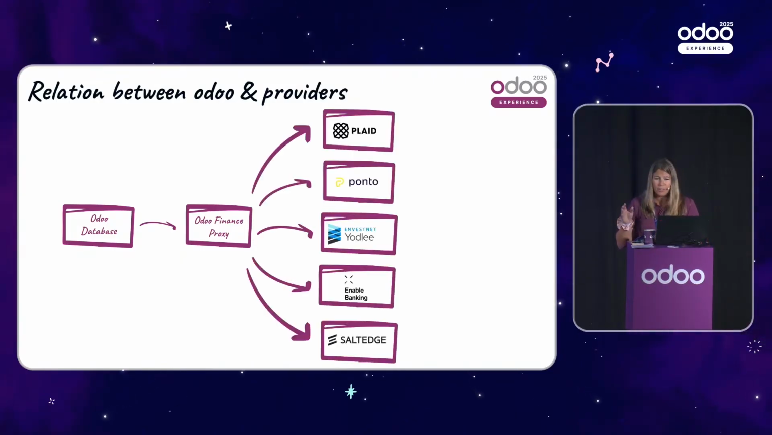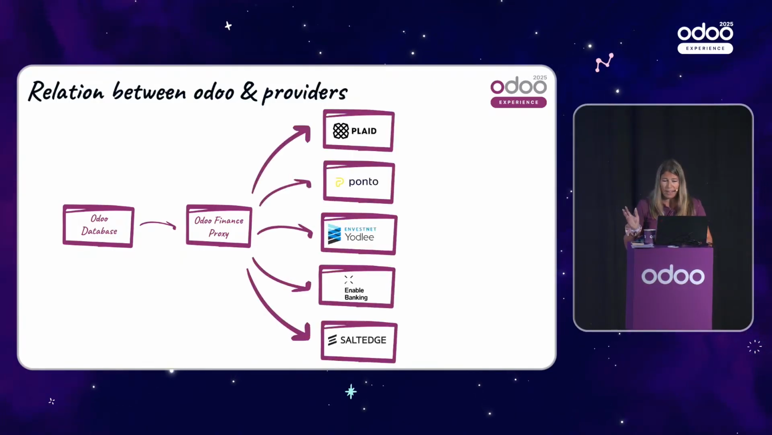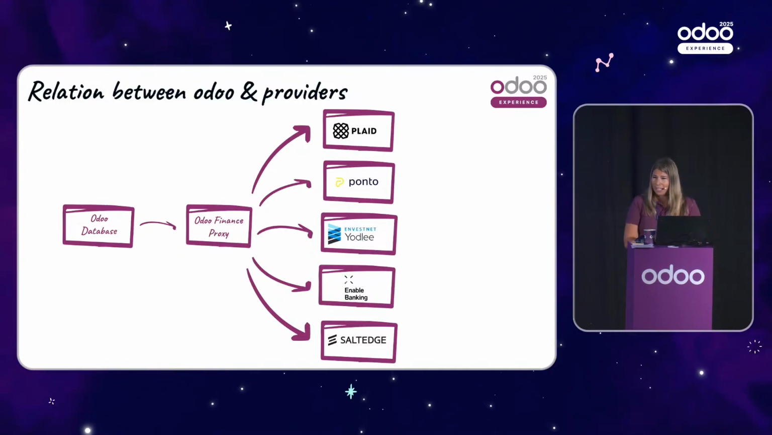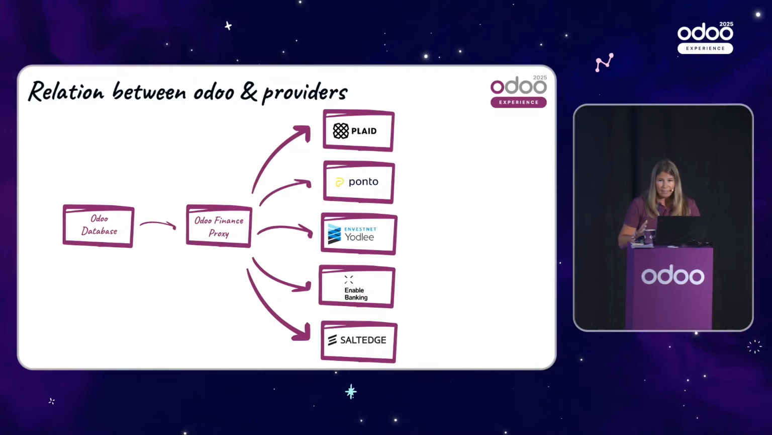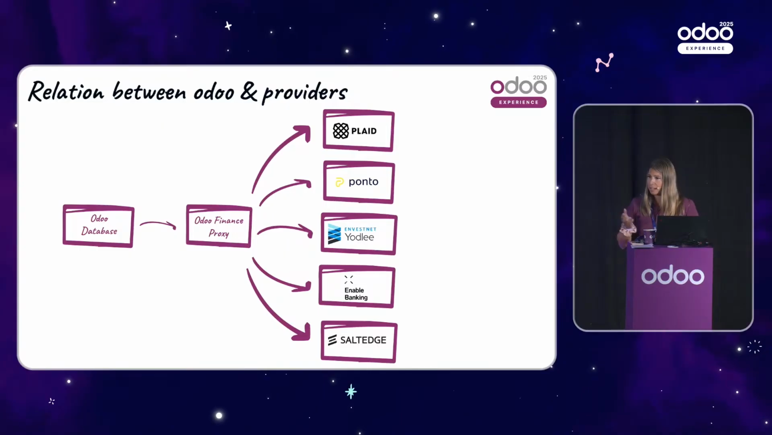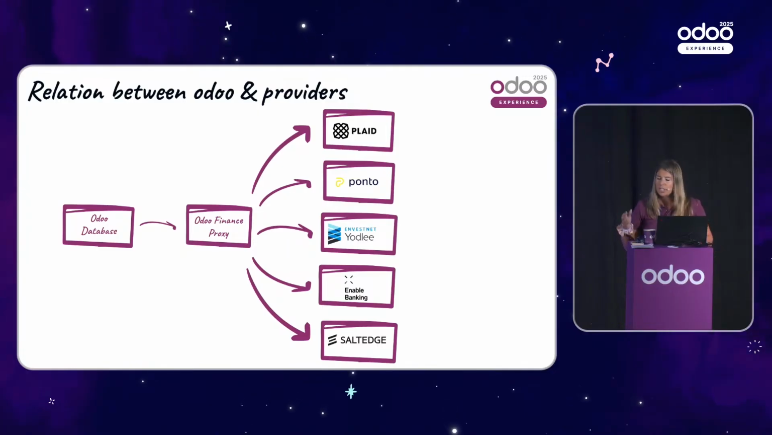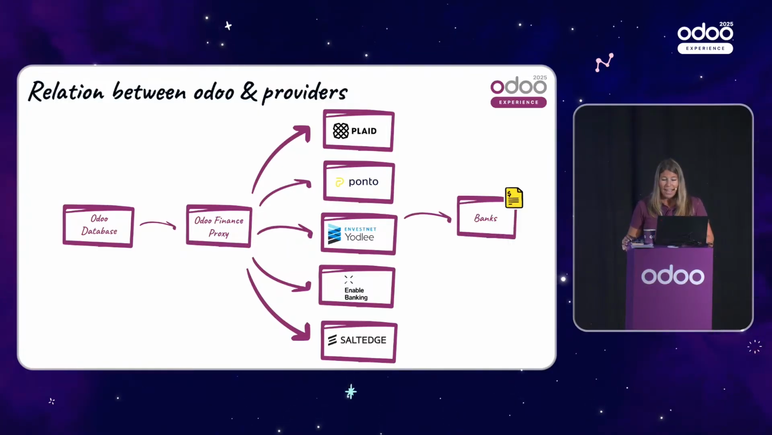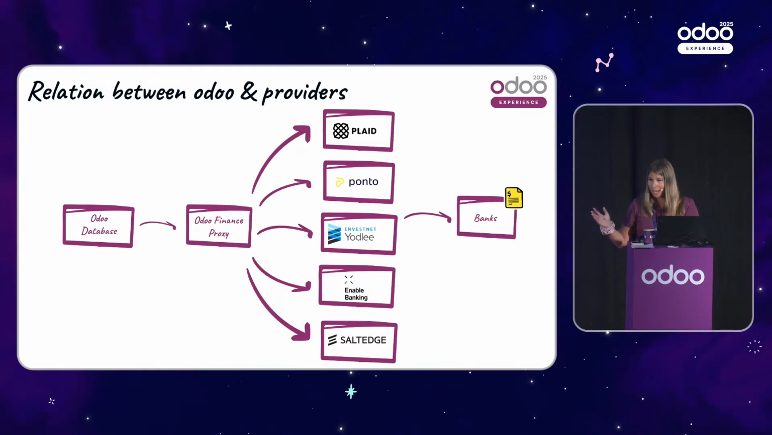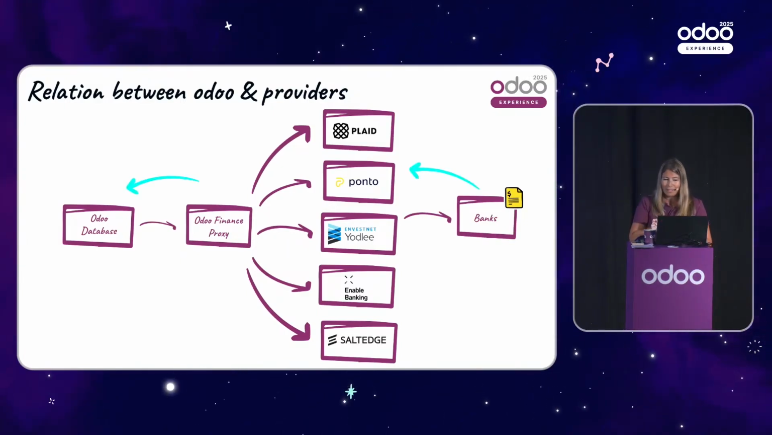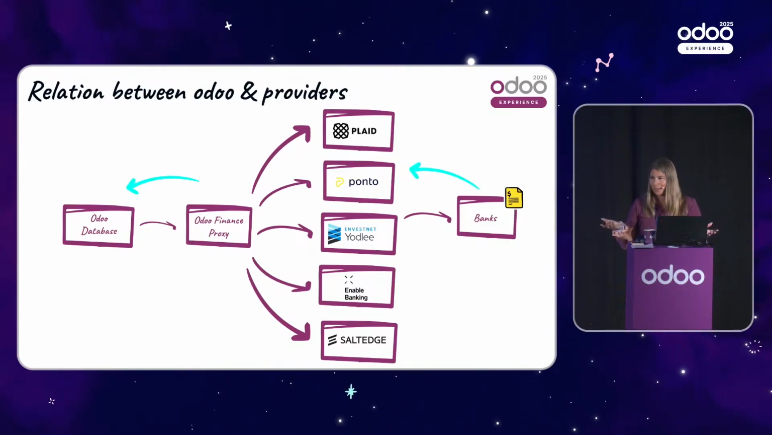Then, Odoo Fin will connect to one of the 5 providers that we have, which are Plaid, Ponto, Yodlee, Enable Banking, and Salt Edge. Depending on where the bank is located, you will have one provider supported instead of another one. For instance, Plaid is mainly supporting US banks, Ponto, European banks, and so on. Then, the providers will connect to the banks, collect the data, and then send it all the way back to the beginning of the chain, which is, of course, the database.